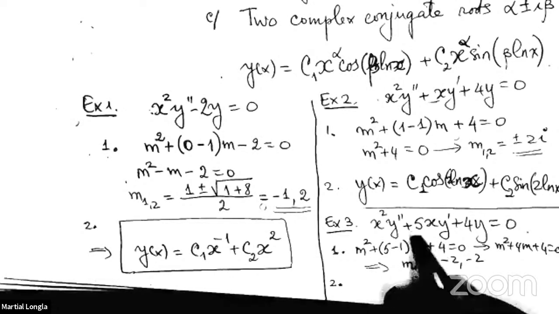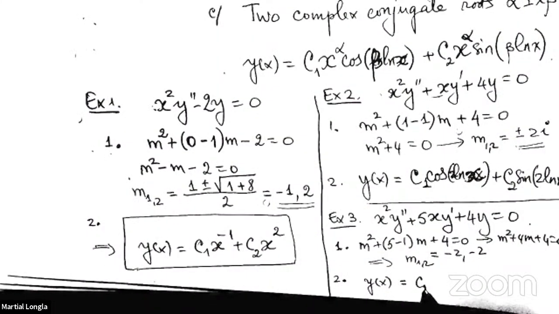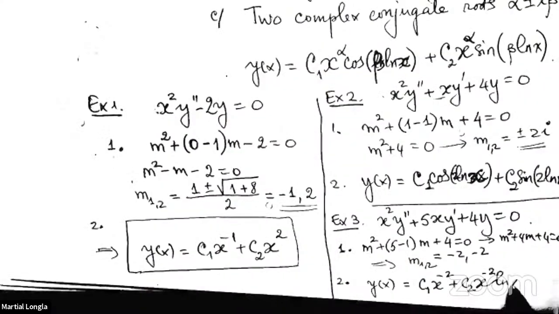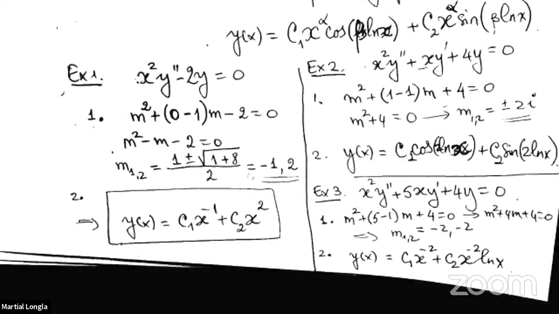And that's a repeated root, so the answer is y of x equals C1 x to the -2 plus C2 x to the -2 ln x. That's it. And you can see that this is a pretty straightforward topic. No gambling, no doubts. You know the formula, you write it down, you get it. It doesn't take like 3 minutes to solve a problem here if you know what you're doing.